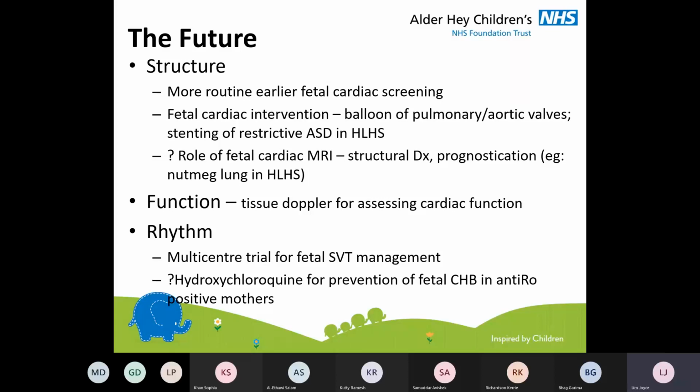As we can do tissue Dopplers postnatally, we can do tissue Dopplers for cardiac function in fetuses. So should this be routine for all fetuses in the future? Possibility.